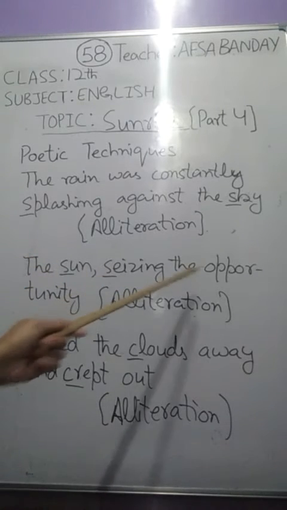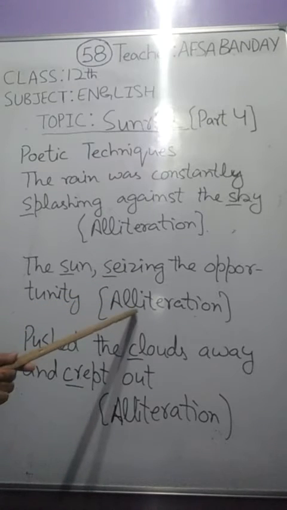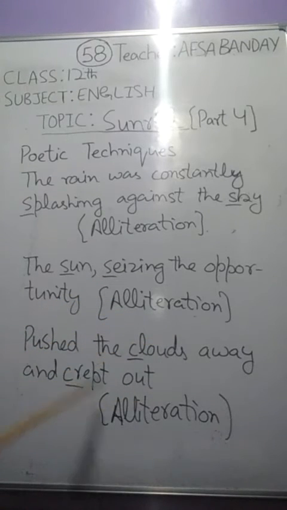Next, the sun seizing the opportunity. Again, s sound, s and s. It's again an example of alliteration. Pushed the clouds away and crept out. So clouds, k sound, crept, k sound. So the k sound has been repeated because here c is pronounced as k.